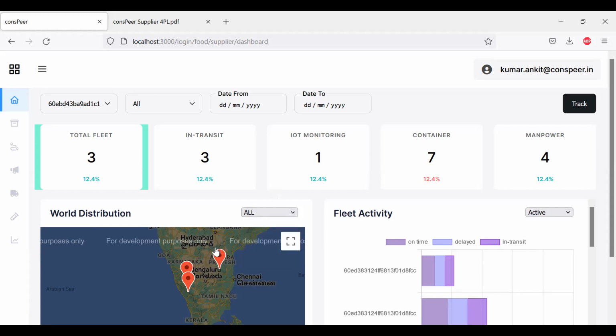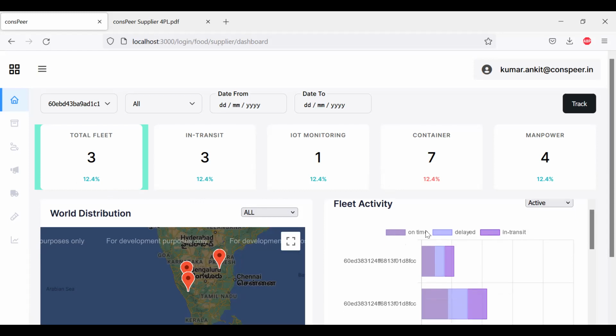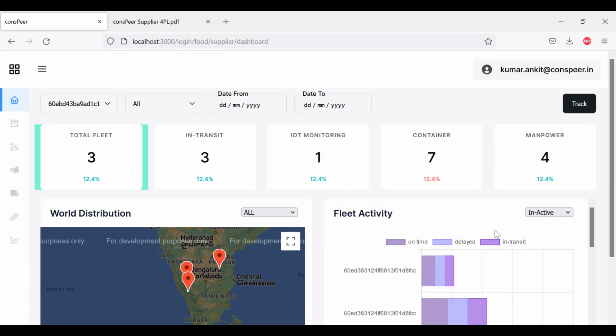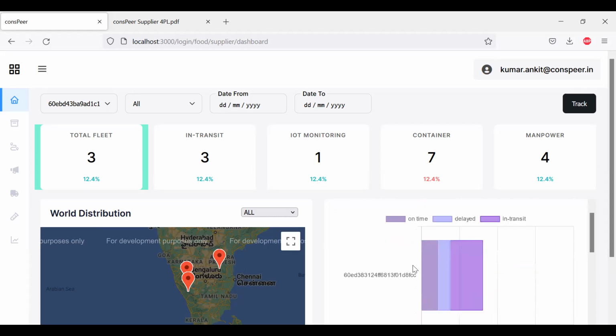Then their distributions are next. Based on that you get the fleet activity, like on time, delayed, in transit, based on active, inactive. So these all are through the backend. When you make it inactive you would see the change when I click it again. So you get the changes, yes.